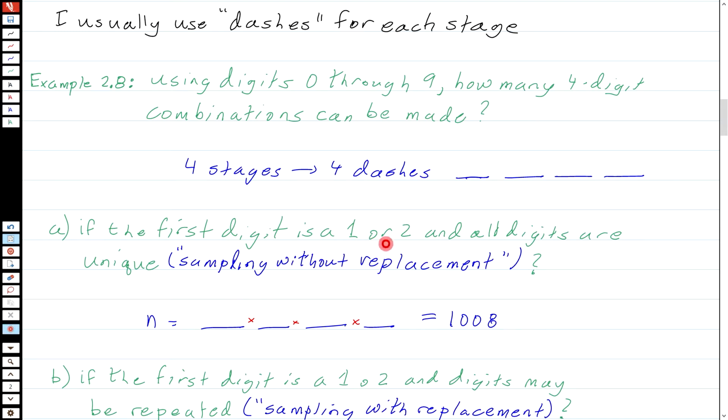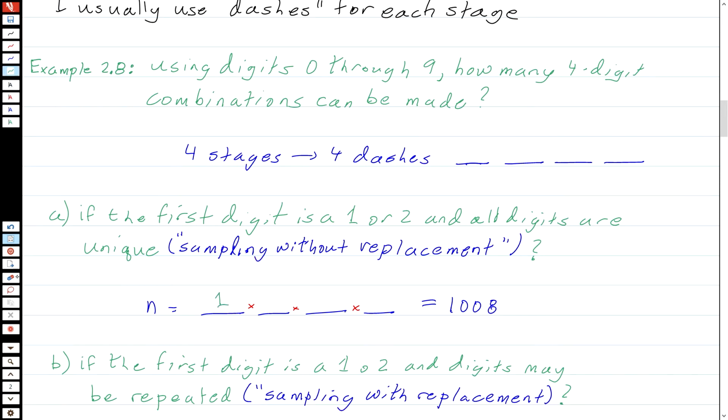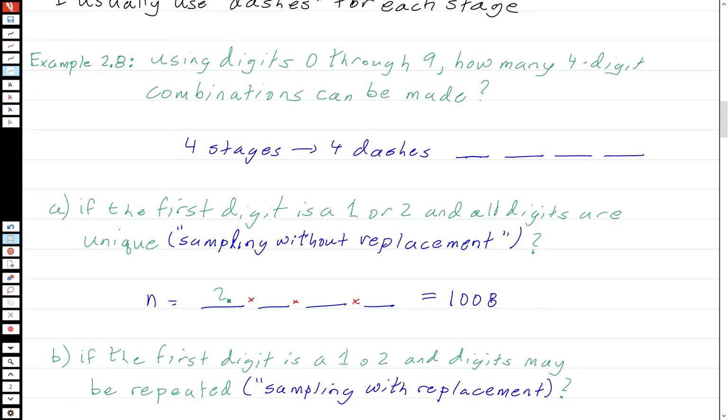If the first digit is a 1 or a 2 and all digits are unique, this is called sampling without replacement. So they're unique. It means I cannot have a 3 and a 3 anywhere in it. So I can't have a repeat of the digits. If I think of this as digits 0 through 9 thrown into a basket and I pull them out one at a time without replacing them, I cannot get multiples of any of the numbers. So the first digit is either a 1 or a 2, so that means I have 2 possible outcomes for the first digit.